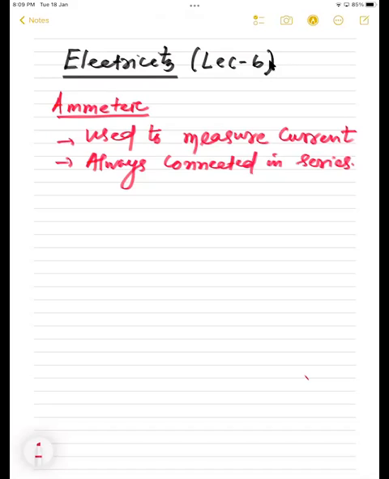Students, we want to measure the current. So resistance opposes the flow of current or not? Resistance opposes the flow of current, yes or no?